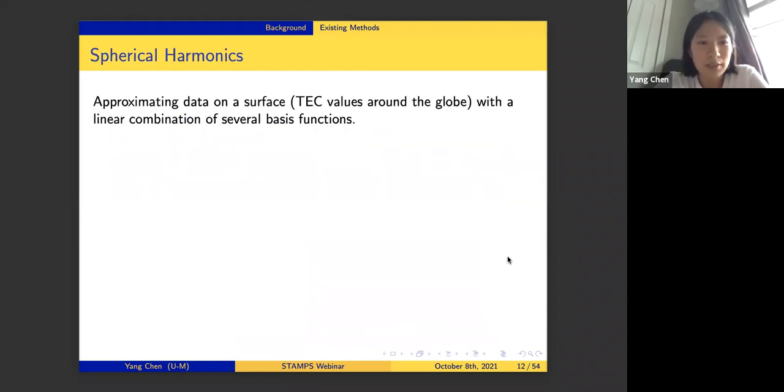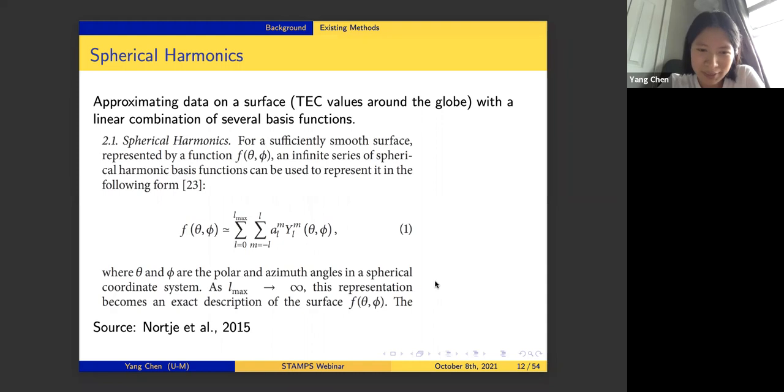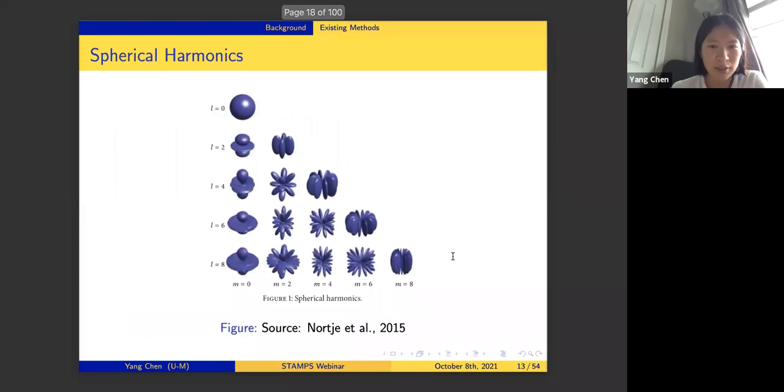Within the field of space sciences, people have been using a method called spherical harmonics fitting. It tries to approximate data on a surface, because the total electron content values are around the globe. So we can do some transformation to put them on the surface with a linear combination of several basis functions. Typically, it is set up as a summation over the number of terms in the basis function, with some coefficients, and the basis functions are essentially fixed. So it's a least squares problem for the fitting. Still pretty simple, easy to tune, and it has provided decent results for the field of space science over the past few years. And that's why people have been using it.